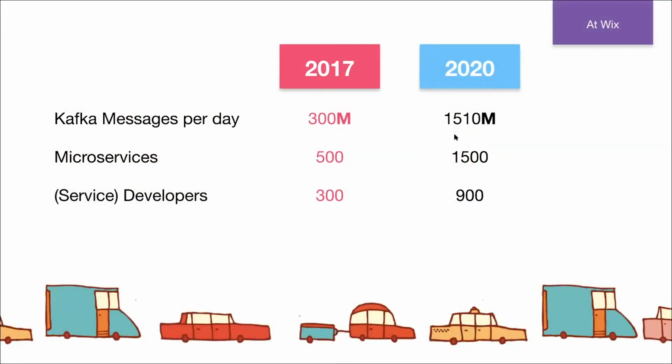Now, our Kafka messaging is at a bit lower scale, with 1.5 billion messages per day, but this scale is quite large for our inter-microservice communication, and we also have other scaling concerns. So we have all in all 1,500 microservices, 1,000 of them Scala-based, and 900 developers with all kinds of use cases that we as an infrastructure team at Wix need to support.